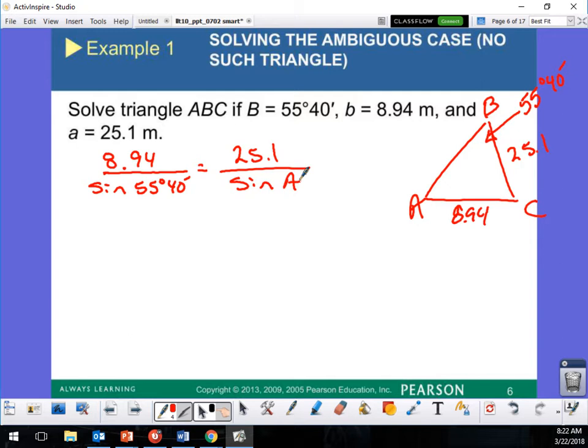So again, cross products, right? So it's going to be 8.94 times sine of A is equal to 25.1 sine of 55 degrees, 40 minutes. We're trying to get A by itself, but now I got to get sine A by itself. So what am I going to do? Very good. So I'm going to divide both sides by 8.94.